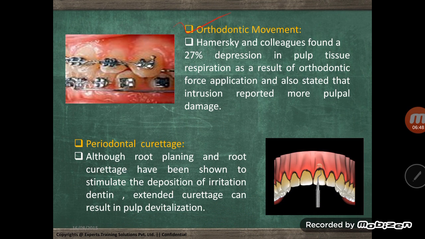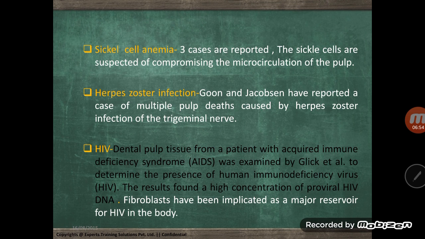Some orthodontic movements can cause pulpal damage. Some periodontal therapies can cause pulpal damage, and these are very important from an examination point of view. Next is sickle cell anemia. The normal half-life of an RBC is 120 days, whereas in sickle cell anemia it will be in and around 30 to 40 days. It's less, okay, 30 to 40 days.